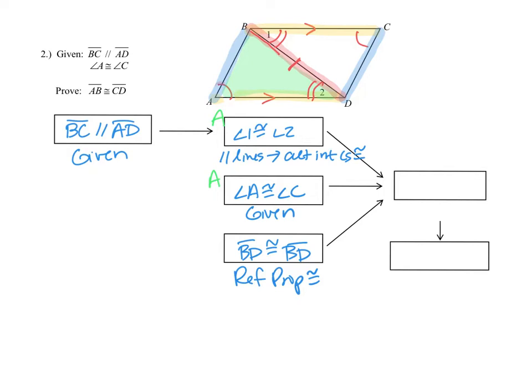And so that gives me a pair of sides congruent. So now I see that I have 2 angles and 1 side. That's enough to guarantee that 2 triangles are congruent.